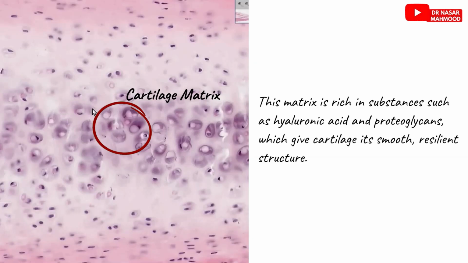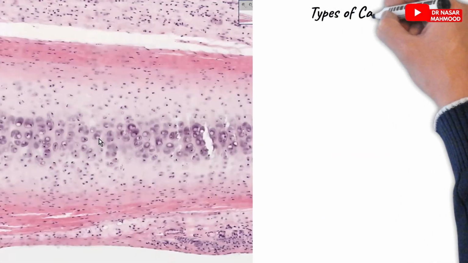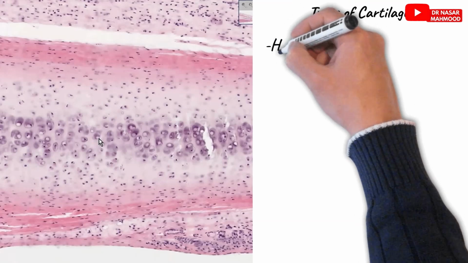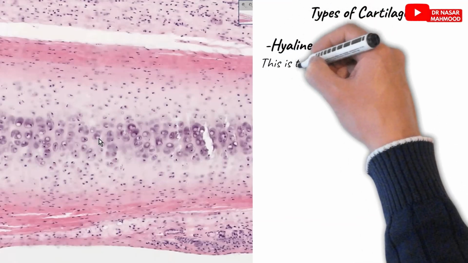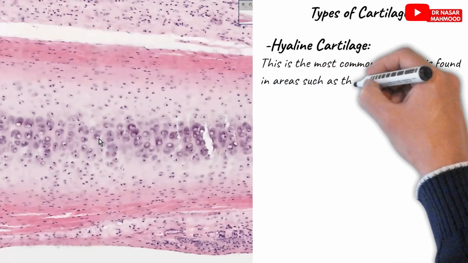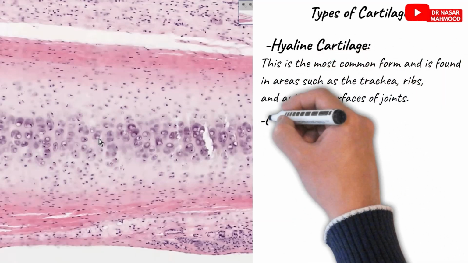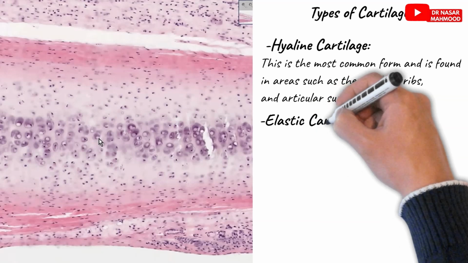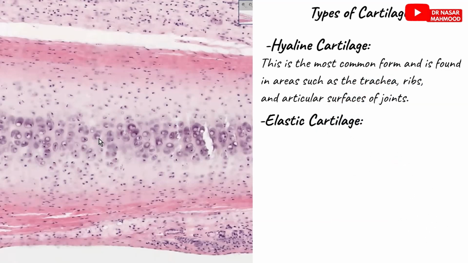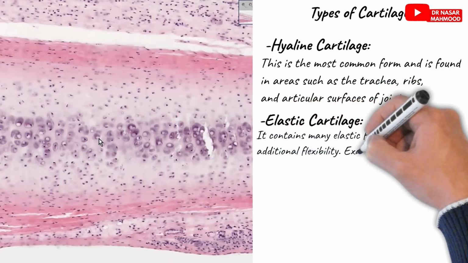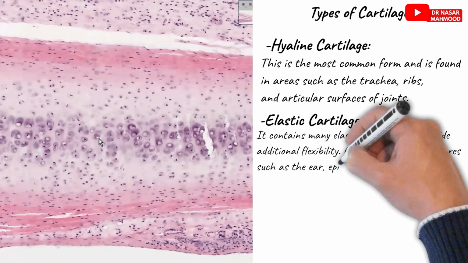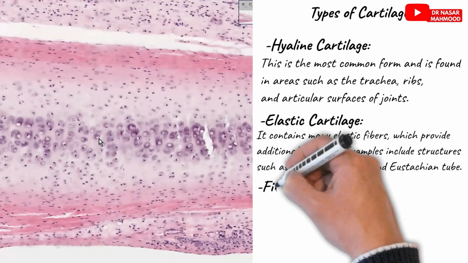Although cartilage shares a similar structure across the body, there are three main types of cartilage. Hyaline cartilage. This is the most common form and found in areas such as trachea, ribs, and the articular surfaces of joints. You got the elastic cartilage, which looks very similar to hyaline cartilage under routine staining. However, it contains many elastic fibers which produce additional flexibility. Examples include structures such as the ear, epiglottis, and the eustachian tube.